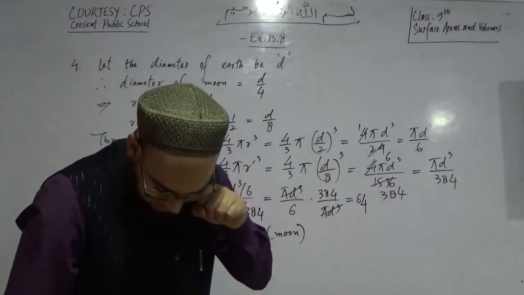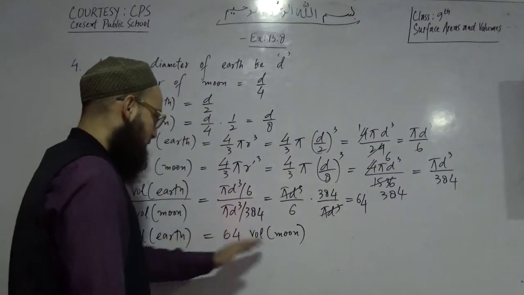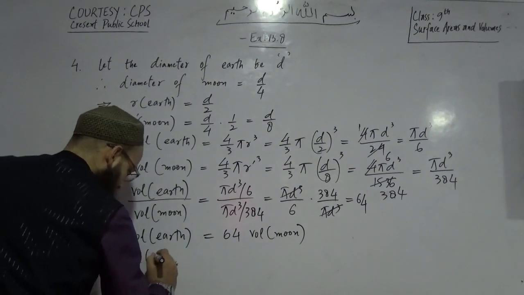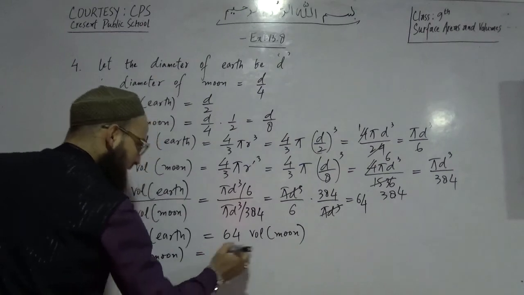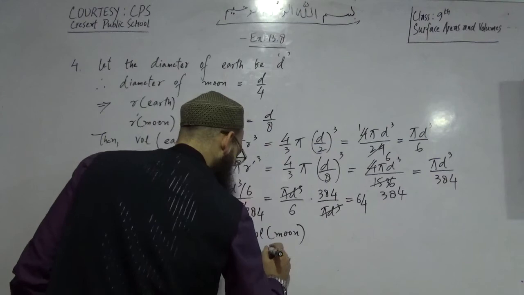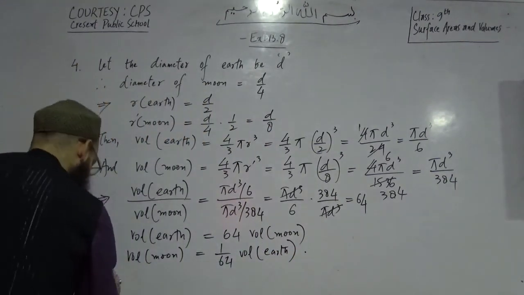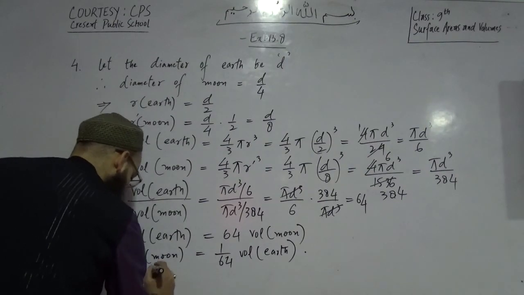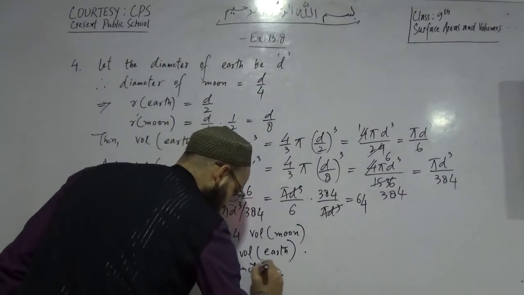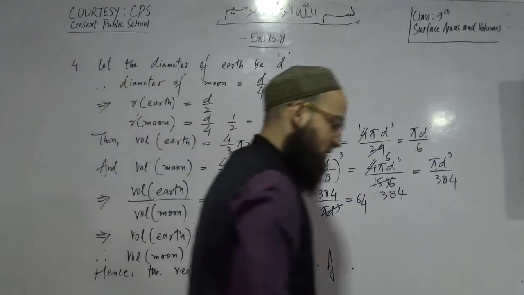Then it says, what fraction of volume of Earth is the volume of Moon? What is volume of Moon? Therefore, volume of Moon is equal to 1 by 64 volume of Earth. Hence the required fraction is 1 by 64. And that's your answer. Make a note.